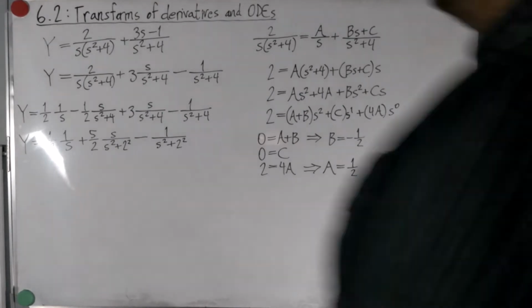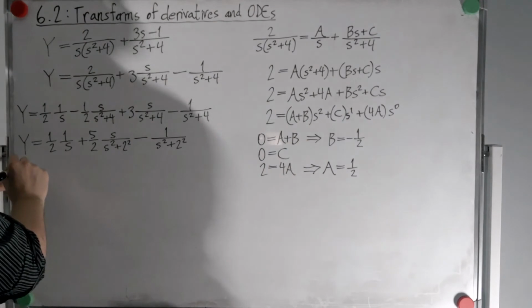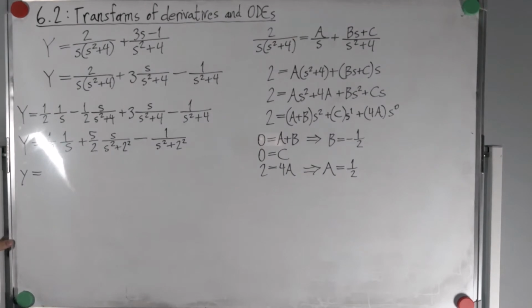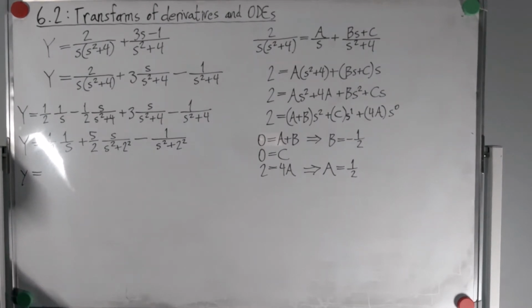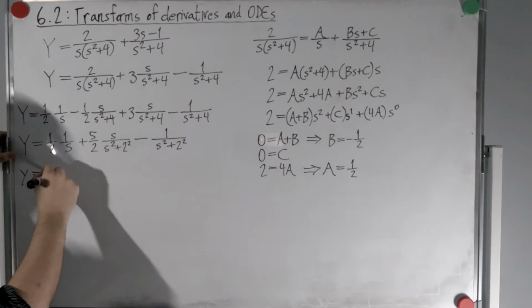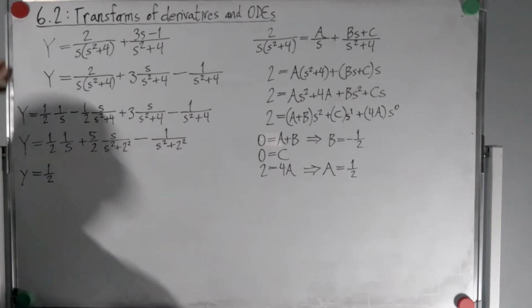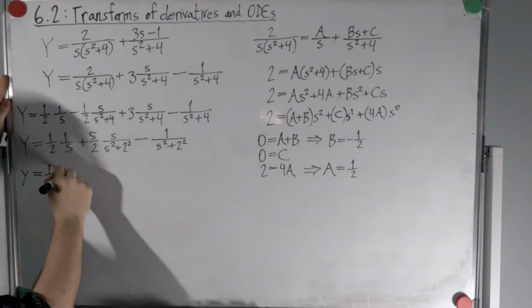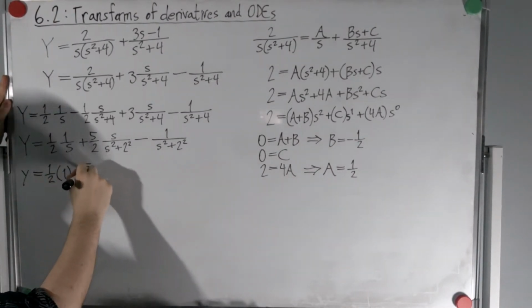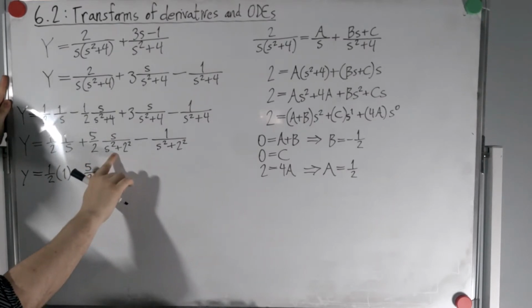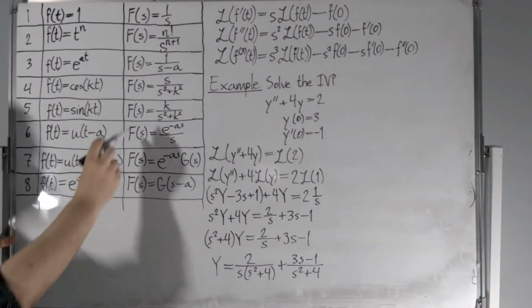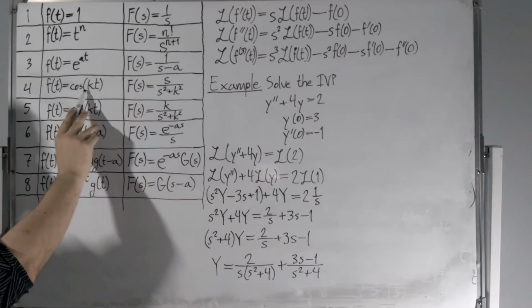Okay, so now in order to find lowercase y, which is our solution, we just need to take the inverse Laplace transform of each of these terms. So we have 1/2 inverse Laplace transform of 1 over s. According to our table, that's just 1. So we have 1/2 times 1. Then add to this 5/2 inverse Laplace transform of s over s squared plus 2 squared. According to our table, that is cosine of 2t.